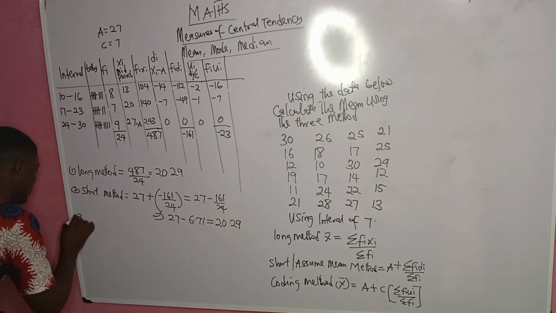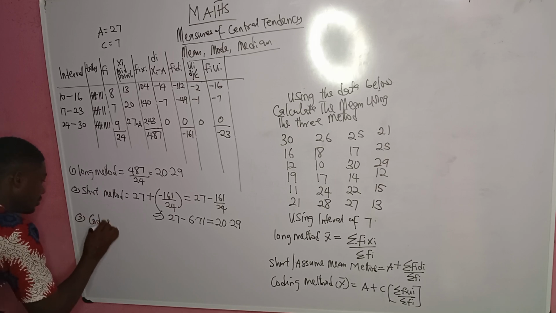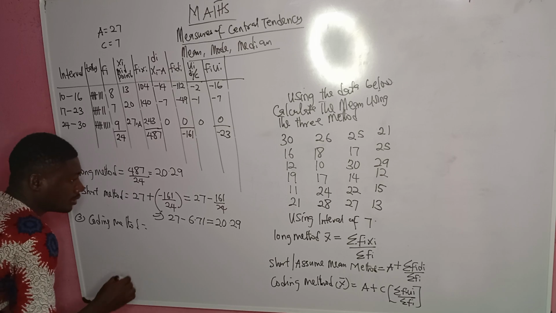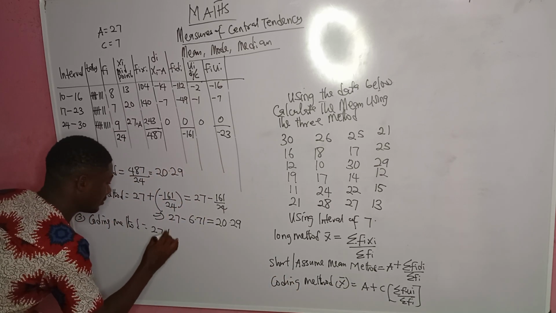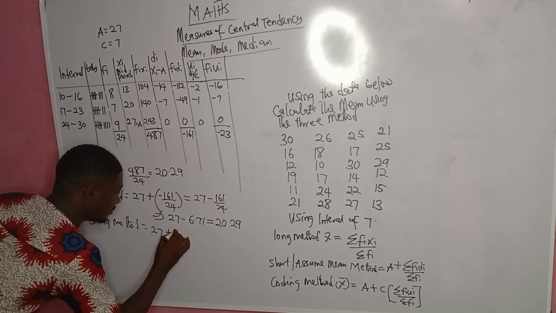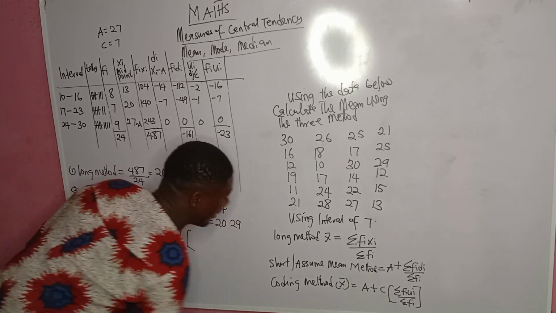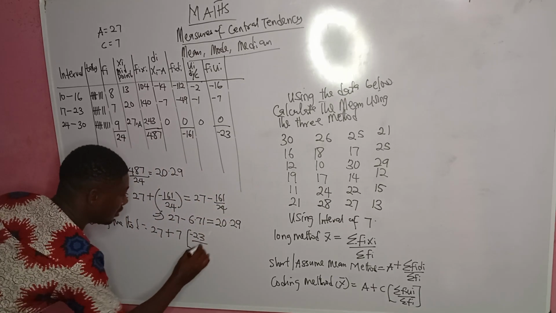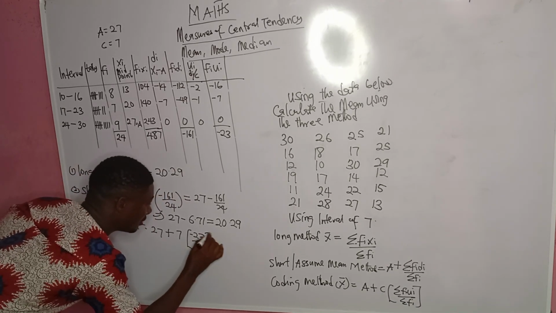So number 3, which is the coding method. The first thing on the formula is A, which is 27, plus the second thing, C, class size, which is 7, open bracket, summation Fiui is minus 23 over summation Fi is 24.